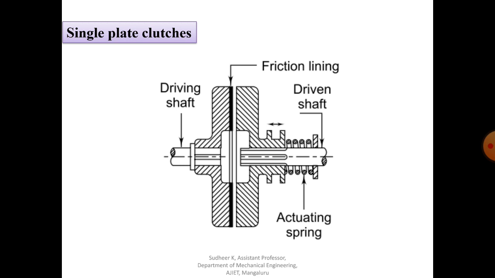So this is about the working of single plate clutches. Why do we call this a single plate clutch? Because it has only one contacting surface, that's why it's called a single plate clutch or single disc clutch.